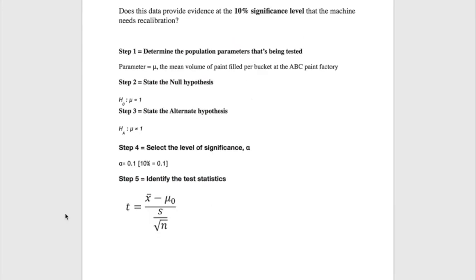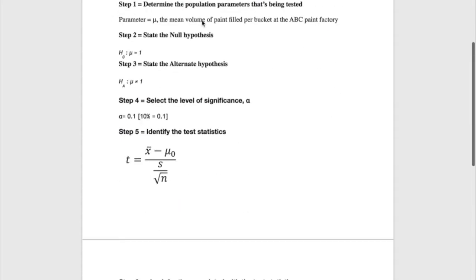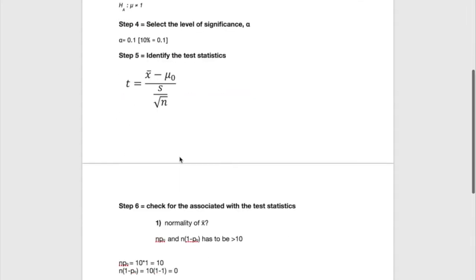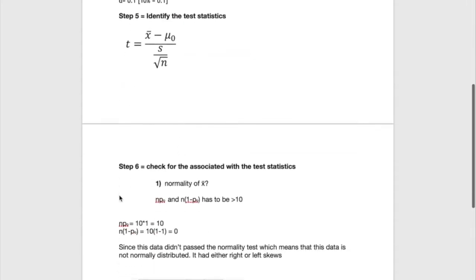Step 5 is to identify the test statistic, using the formula t-score is equal to the sample mean minus the hypothesized mean, that's 1, divided by the standard deviation over the square root of the sample size, that's going to be 10. We're going to compute it later in step 7. So let's get to step 6.